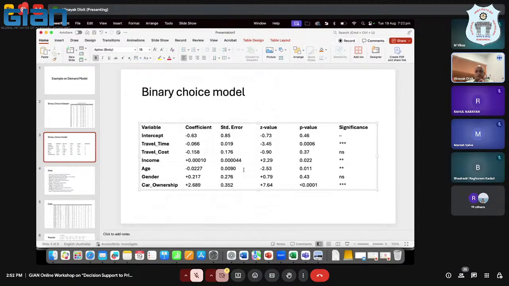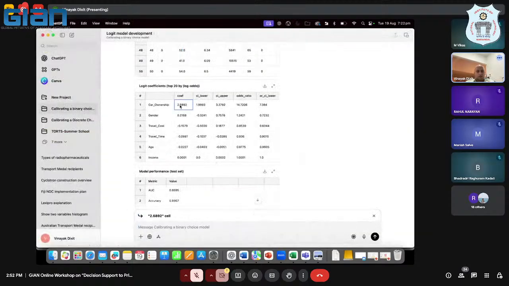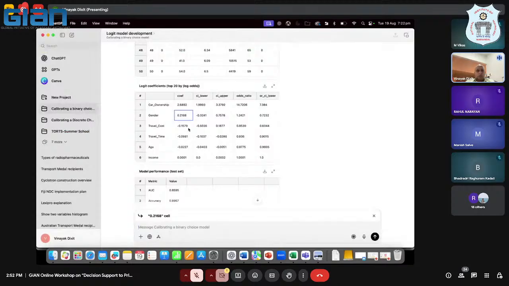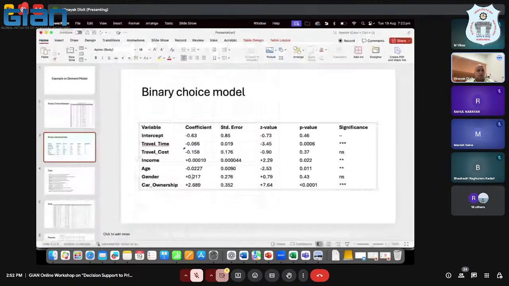If you look at this, I actually coded it up and prepared it. The coefficient here for car ownership was plus 2.689. Here also it's coming around the same, plus 2.689. Gender was 0.2168, here 0.217. Age was minus 0.027. So this is coming out very similar. At least what I can say is that the generative AI is doing a similar estimation of the models. It's always good to test, check and evaluate it.